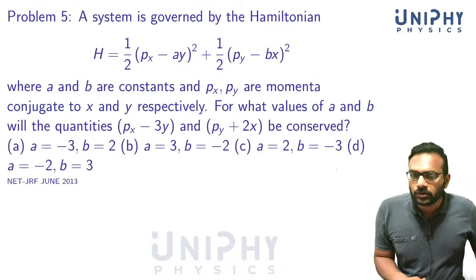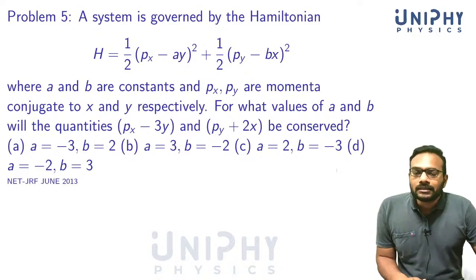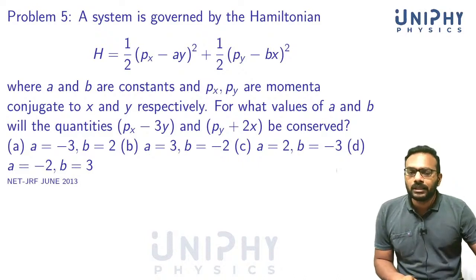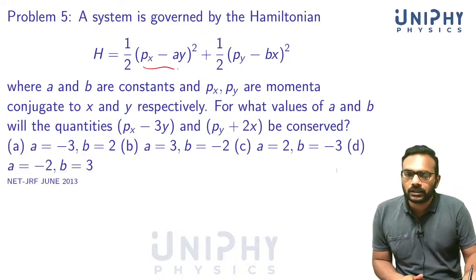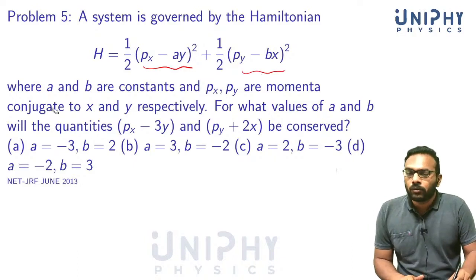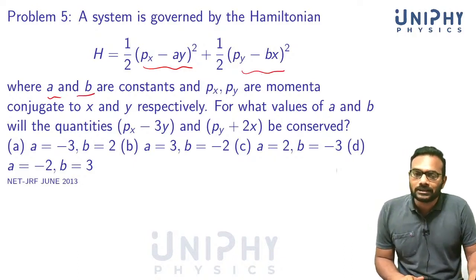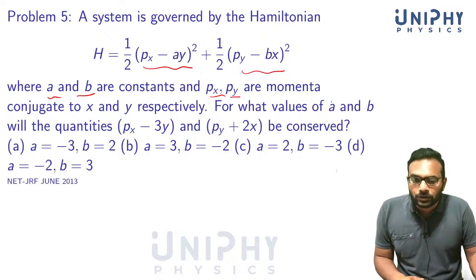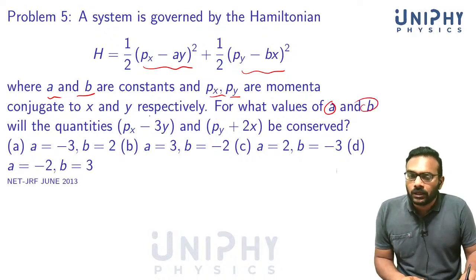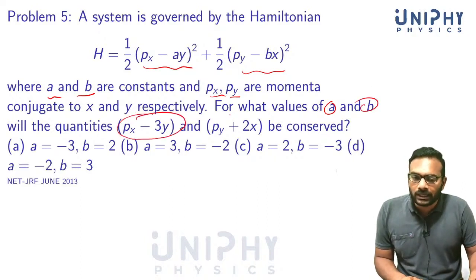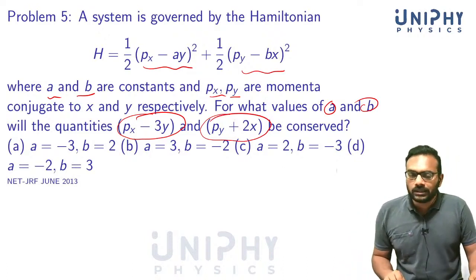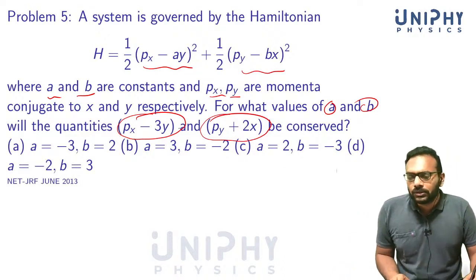We have come to our fifth problem. A system is governed by the Hamiltonian. The Hamiltonian is given: H = half (px minus a y) square plus half (py minus b x) square, where a and b are constants and px, py are momenta conjugate to x and y respectively. For what values of a and b will the quantities px minus 3y and py plus 2x be conserved? That's the question. So you need to find the values of a and b.